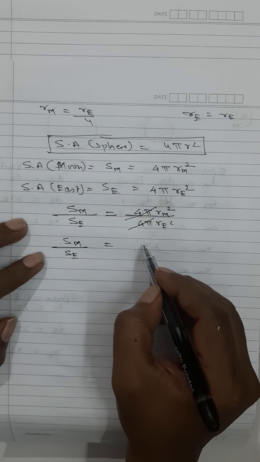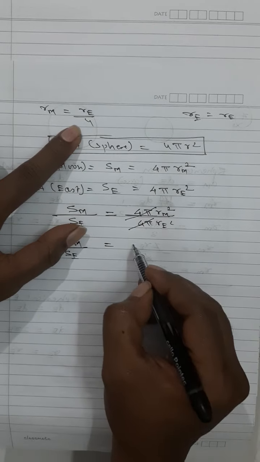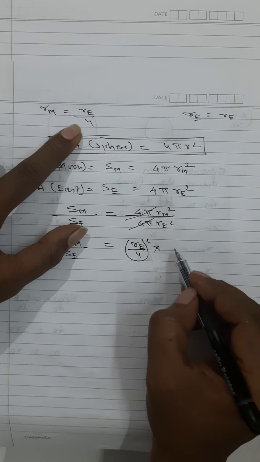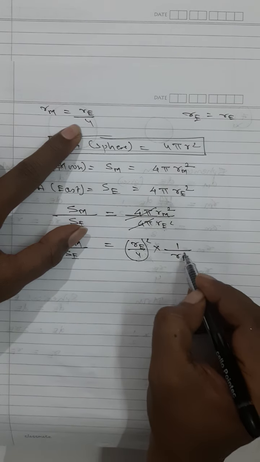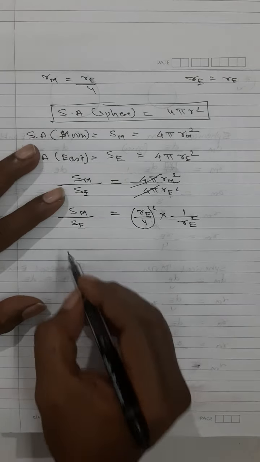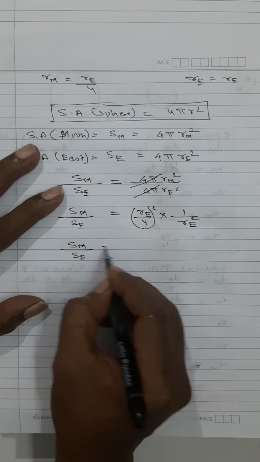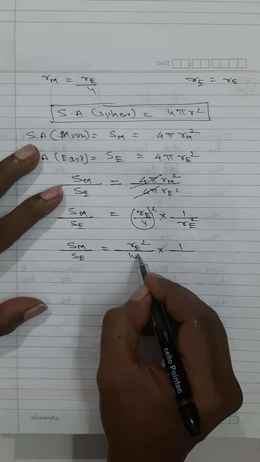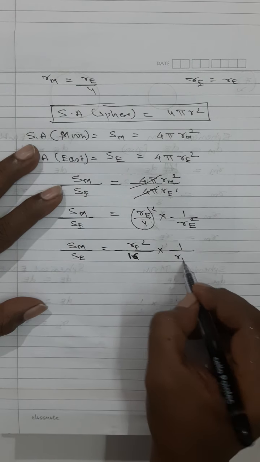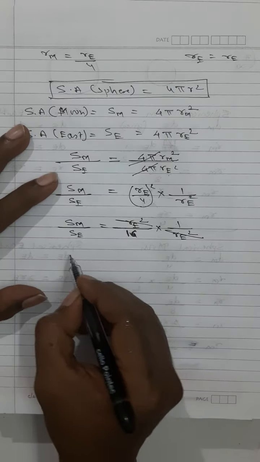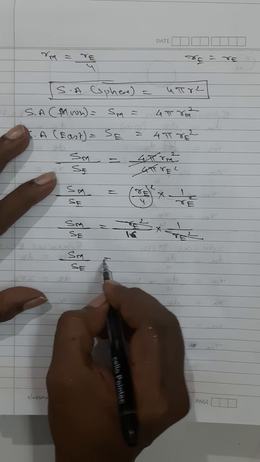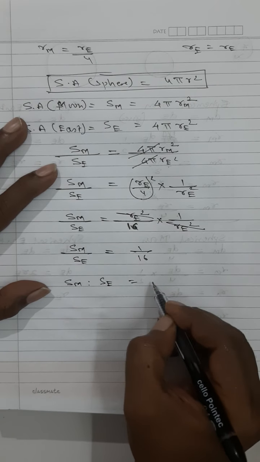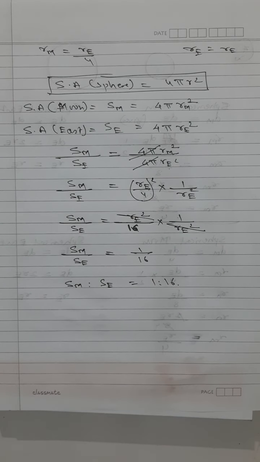R m square. R m is equal to what now? R m is equal to R e upon 4. R e upon 4, the whole square, into R e, is going to be still equal to 1 upon R e square. This is not going to change. So surface area of moon upon surface area of earth is equal to R e square upon 4 squared, which is 16, sorry. Now this R e square and this R e square will cancel and we get surface area of moon upon surface area of earth is equal to 1 upon 16. Therefore surface area of moon is to surface area of earth is equal to 1 is to 16. This will be the answer.